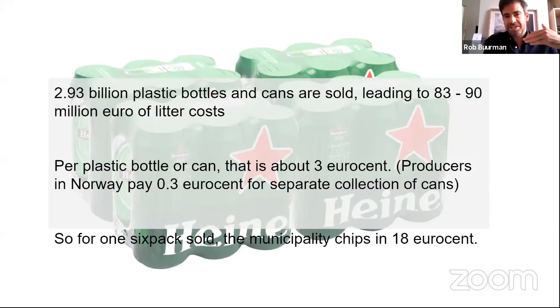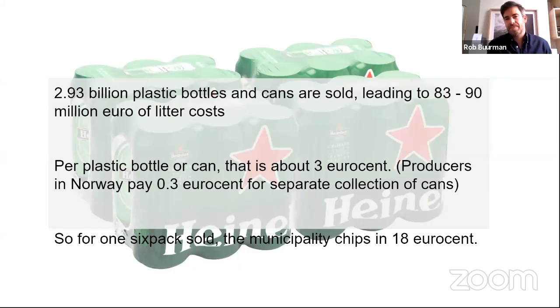To get an idea of how much that actually is, you can calculate by looking at how much is put on the market and how much it costs municipalities to clean it up. If you do that calculation, you realize that for every plastic bottle or can sold in a supermarket, municipalities pay 3 euro cents to have the small share of those bottles and cans that end up in the environment cleaned up. So per bottle or can that ends up as litter, it might be 30 or 40 euro cents. But at the moment of sale, it on average costs about 3 euro cents just to have the small portion of the plastic bottles and cans cleaned up.